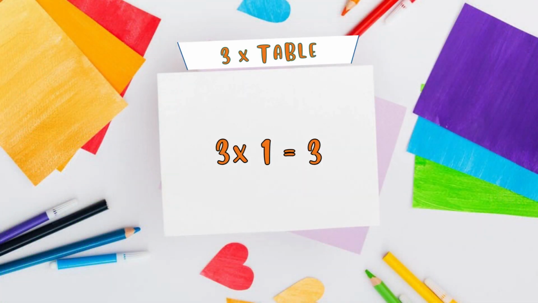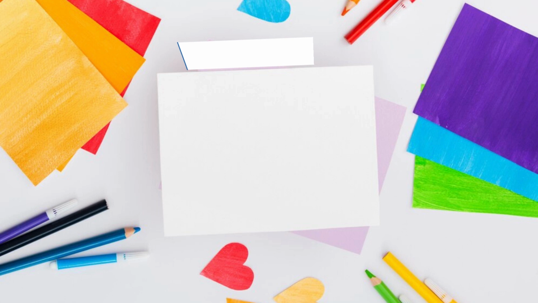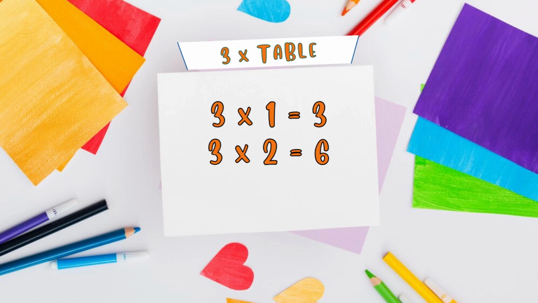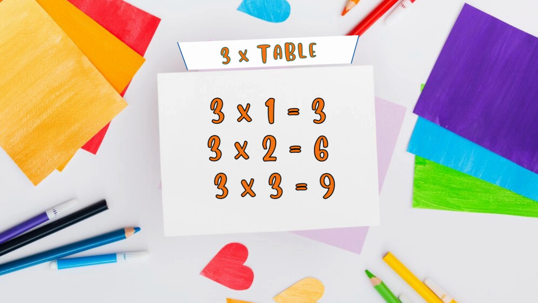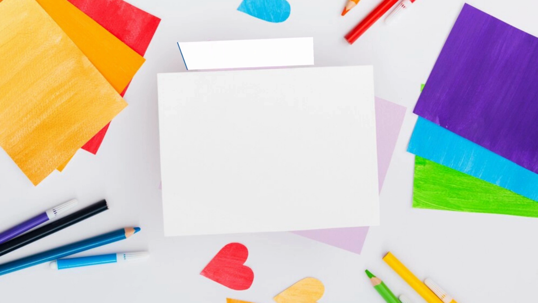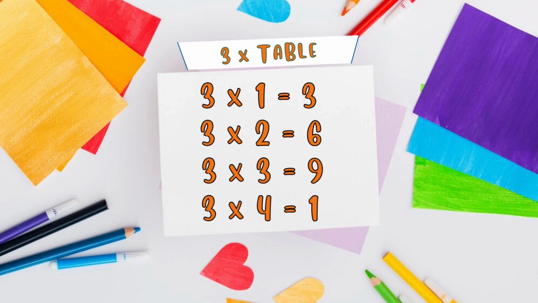Three times 1 is 3. 3 times 2 is 6. 3 times 3 is 9. 3 times 4 is 12.